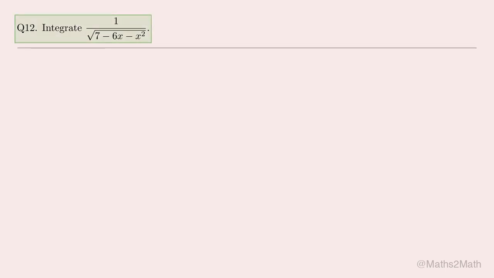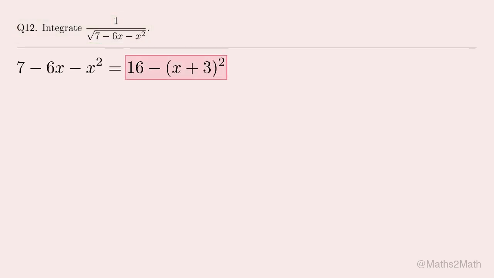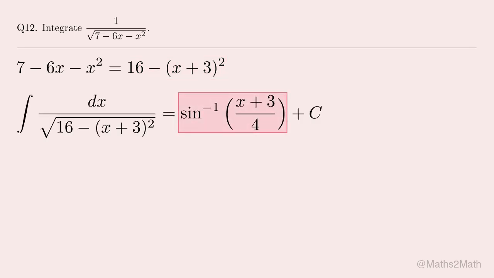Question 12. Completing the square under a difference root. 16 minus x plus 3 squared. Rewrite the quadratic as a perfect square subtracted from 16. Inverse sine with a equal to 4.